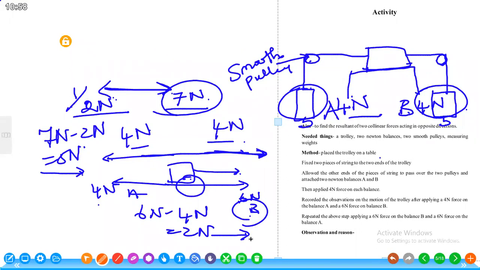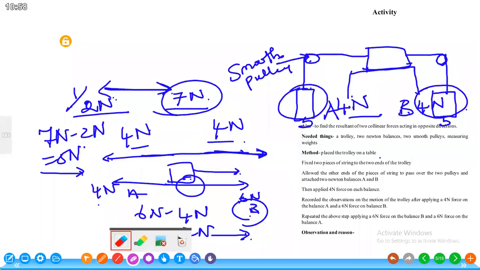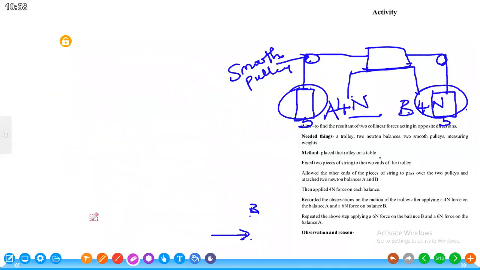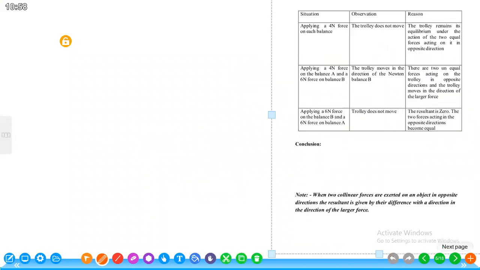And the third activity: on both balance A and balance B the forces are the same, 6 Newton and 6 Newton. In this condition, the resultant force is 0. So the trolley does not move. Okay, students, can you understand about it?